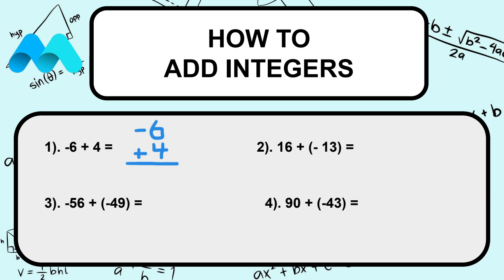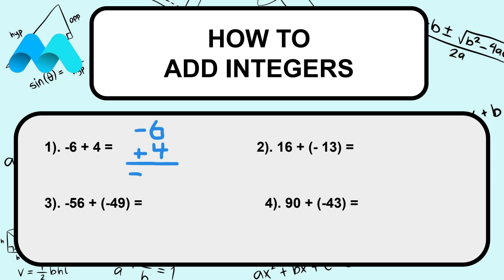So the absolute value of negative 6 is 6. The absolute value of 4 is 4. So which digit has the larger absolute value? Negative 6. So because of that, our answer has to be negative. So I'm bringing down that negative sign right away.